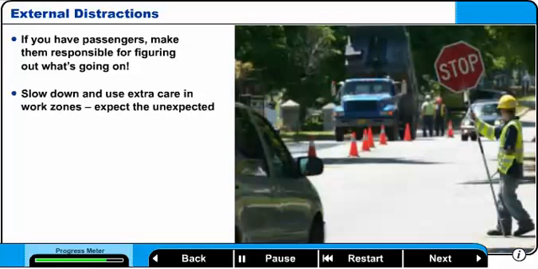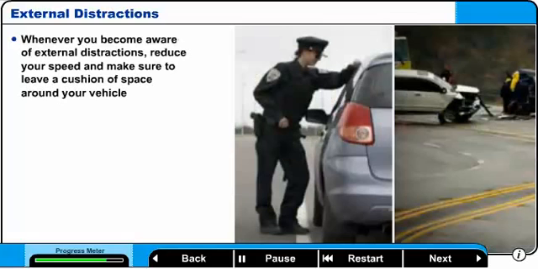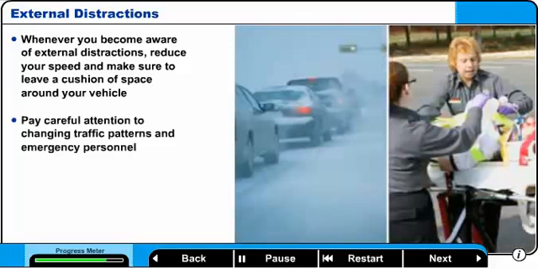Slow down and use extra care in work zones. Expect the unexpected. Whenever you become aware of external distractions, reduce your speed and make sure to leave a cushion of space around your vehicle. Pay careful attention to changing traffic patterns and emergency personnel.